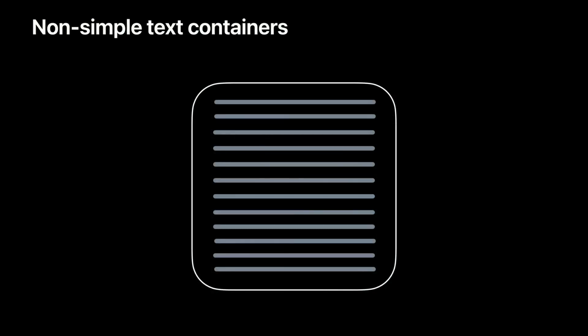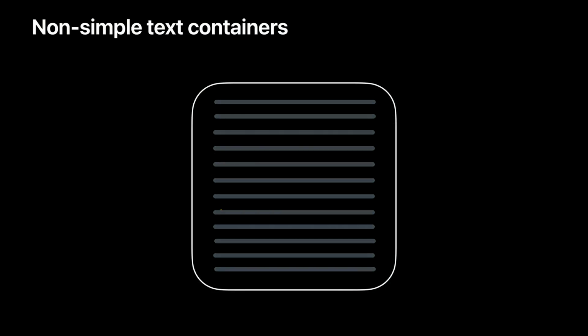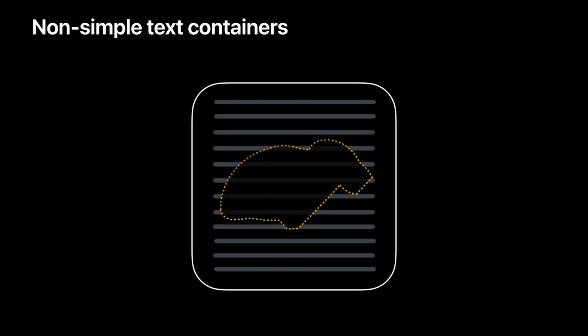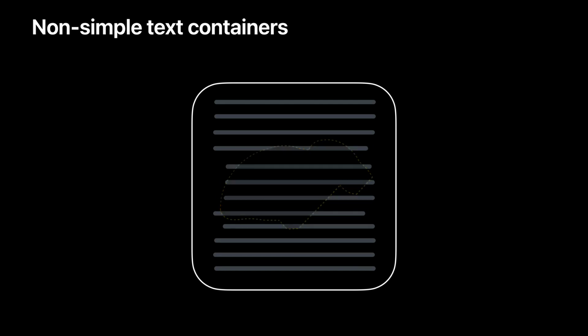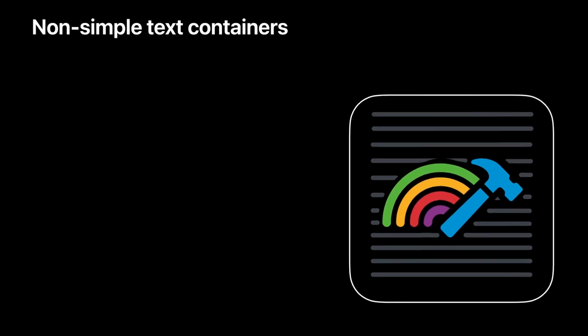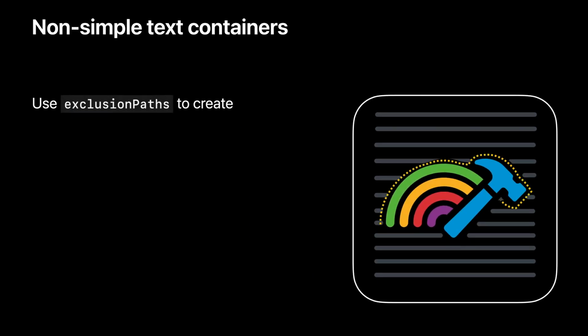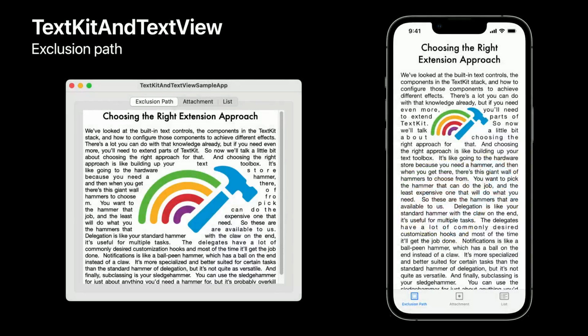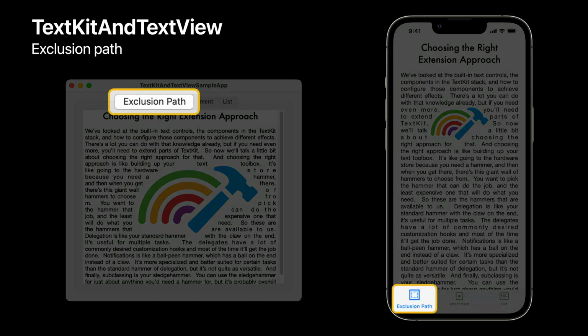TextKit 2 now supports non-simple text containers. Non-simple text containers may have holes or gaps in them. This allows text to wrap around images or other inline content. To create a non-simple text container, use the exclusionPaths property on NSTextContainer to define the areas where text should not be laid out. For an example of how to do this, check out the TextKit and TextView sample code from the resources associated with this video. You can find the related example on the Exclusion Path tab.